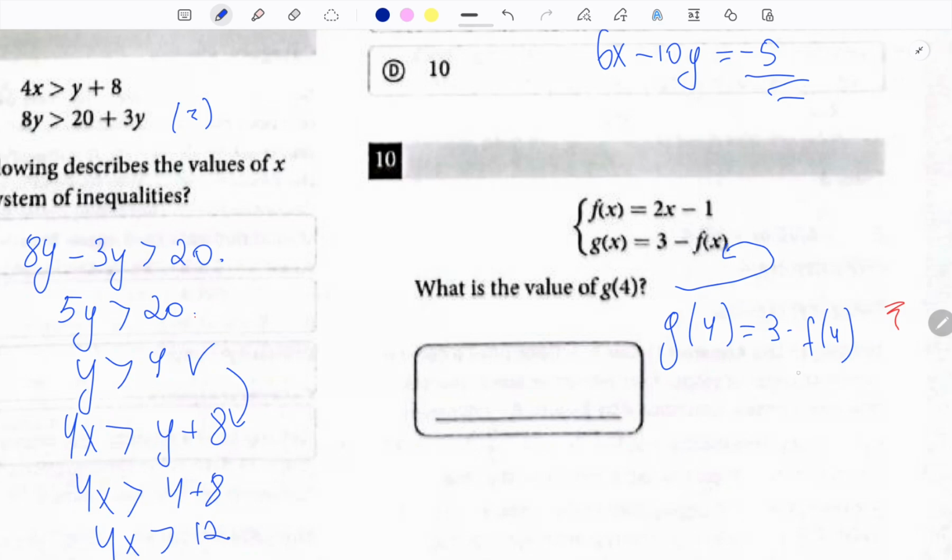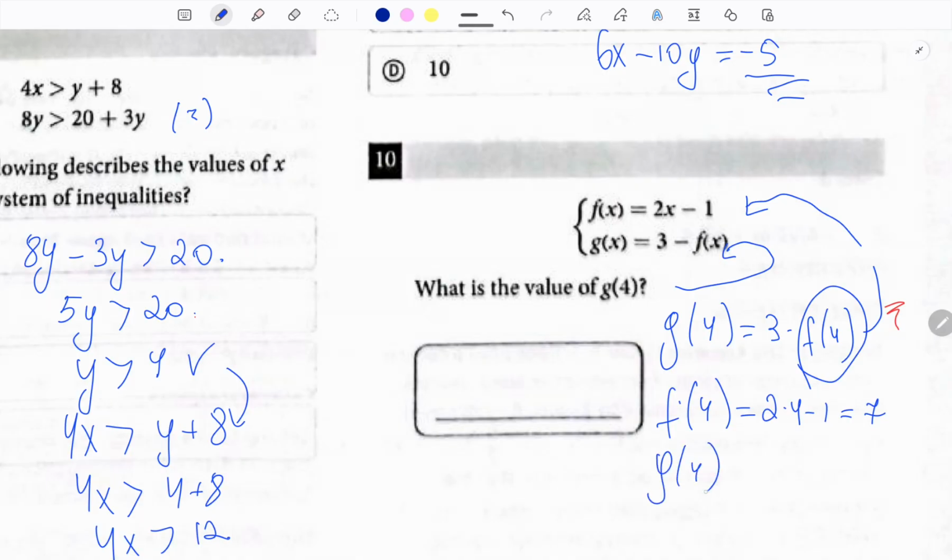So from this equation, we can easily see that firstly we must find the value of f of 4, and that's why let's substitute 4 in the place of x in the first equation. We will get f of 4 is equivalent to 2 times 4 minus 1. That's equal to 7. So we get g of 4 is equivalent to 3 minus 7. That's equivalent to negative 4. So the correct answer is negative 4.